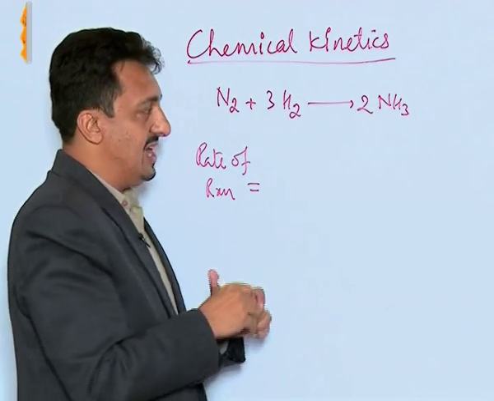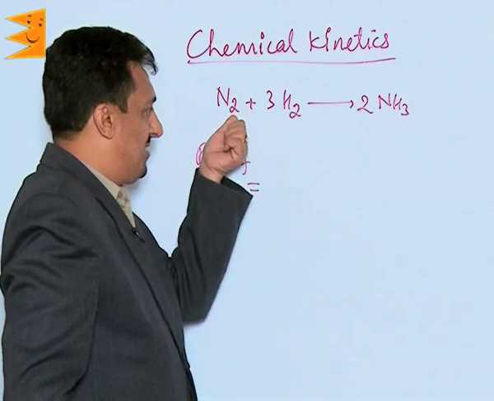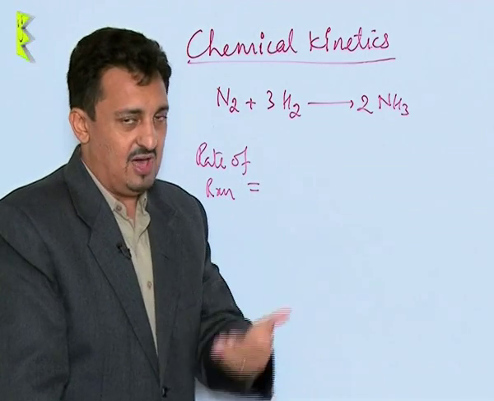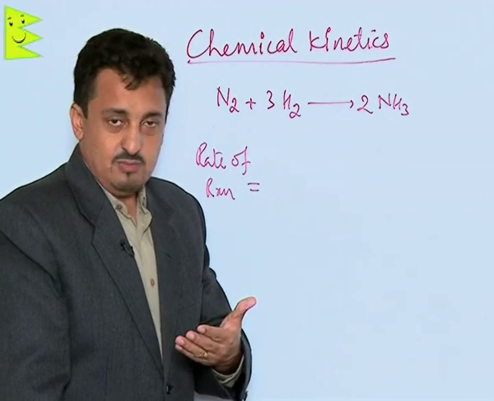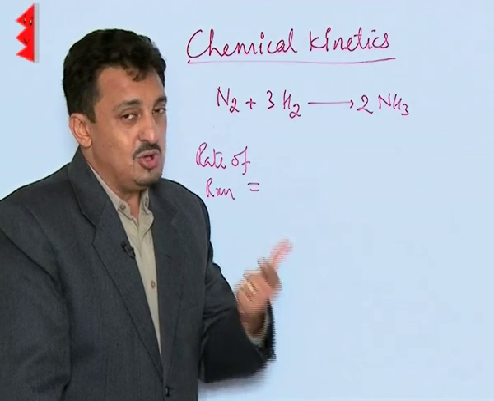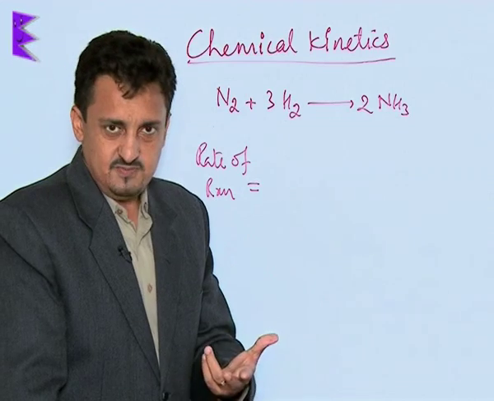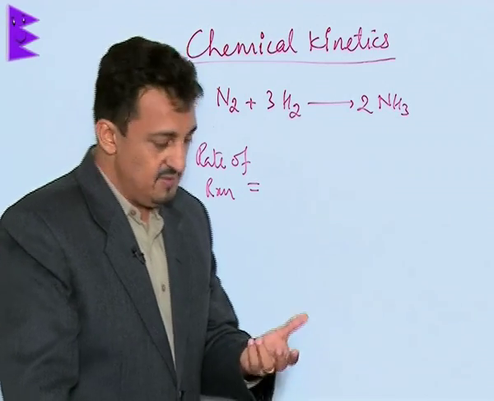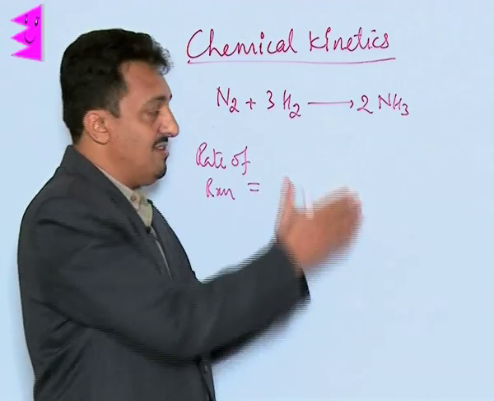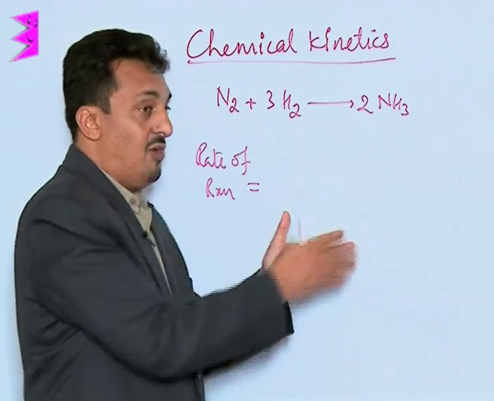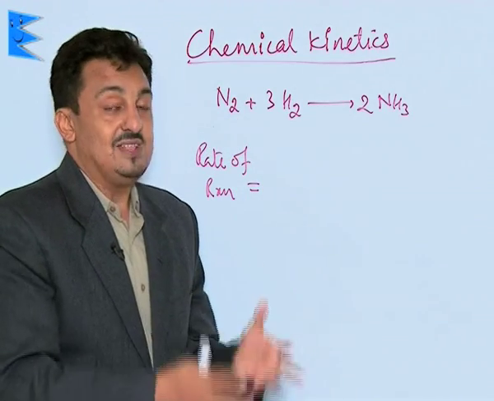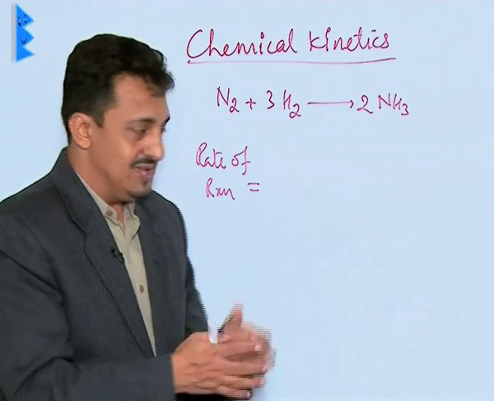Now, the rate of this reaction can be determined with respect to either nitrogen or hydrogen or the formation of ammonia. But remember, all those 3 rates will be different from each other. Their values will be different, though they are for the same reaction, because the coefficients of the three substances which are involved are not same. But they can be compared like this.